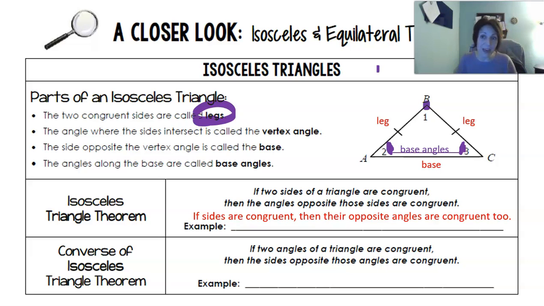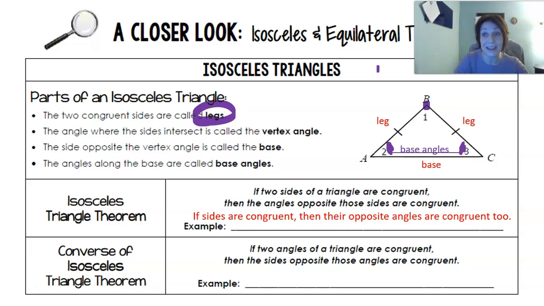If you know that angles are congruent, then you can say, hey, wait a minute, there's only one triangle like this. There's only one triangle that has two angles that are the same, and I know his name. His name is Isosceles, and he has two sides that are the same. So if you know it's isosceles, then you can say, okay, look, these angles are congruent.